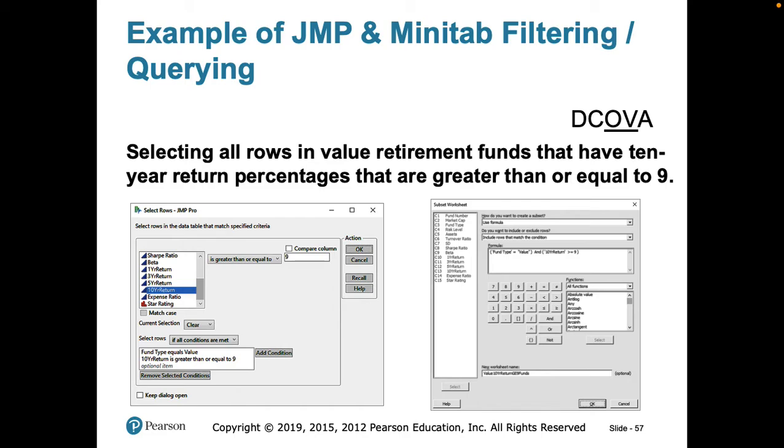Here is an example for the JMP and Minitab filtering query. In this case, you want to filter to the 10-year return, and you want to say it's greater than or equal to 9, so you can filter it that way.